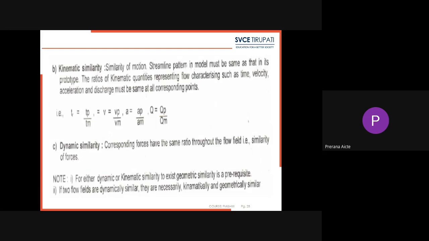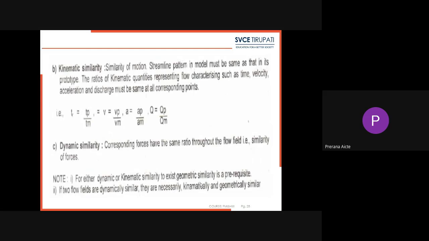For complete similarity to exist between the model and its prototype, it is necessary that they be geometrically, kinematically and dynamically similar. Coming to the first one, the geometrical similarity, the similarity of shape. To satisfy this condition, the ratio of the corresponding lengths in the model and its prototype must be the same. That is, the length of the prototype by the length of the model should be equal to the width of the prototype by the width of the model, which should be equal to the diameter of the prototype by the diameter of the model. This ratio is also known as the scale ratio or scale factor.